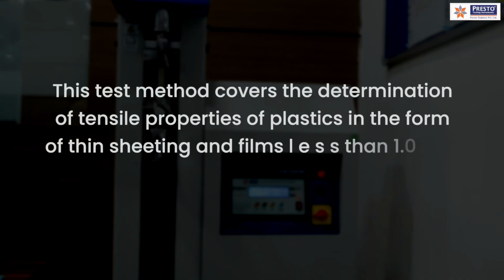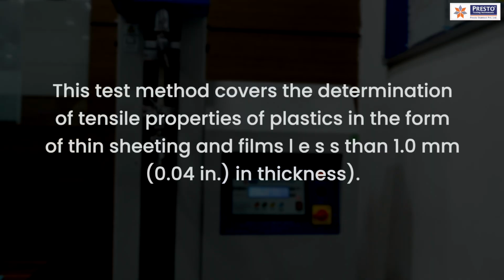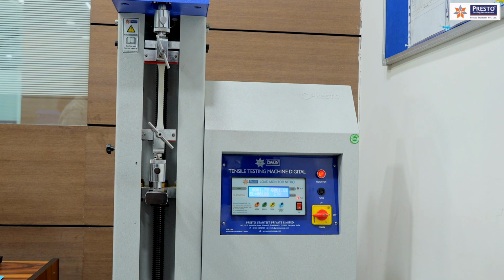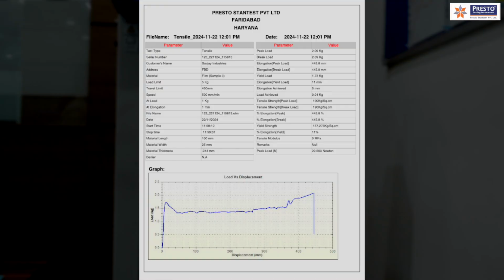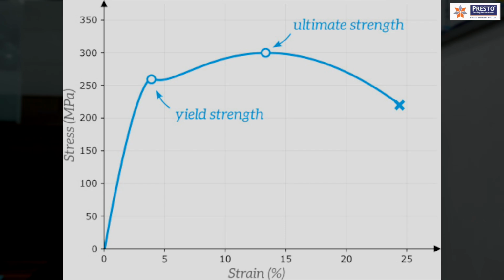So what is ASTM D882? The ASTM D882 is a standard method to test the tensile properties of thin plastic sheetings. It gives us key mechanical parameters like tensile strength, elongation, yield point, and modulus of elasticity.